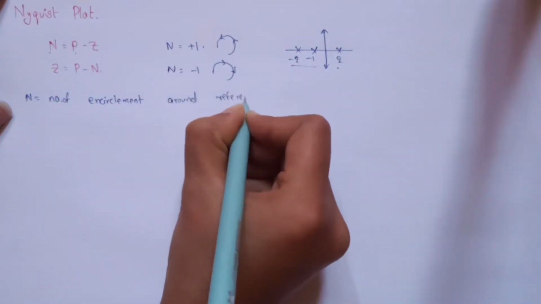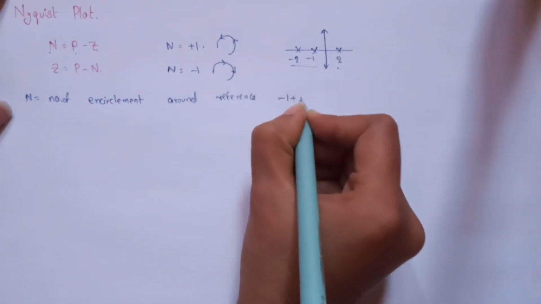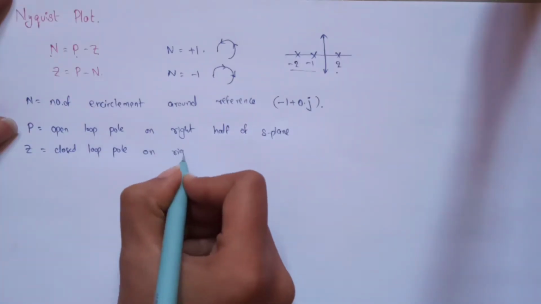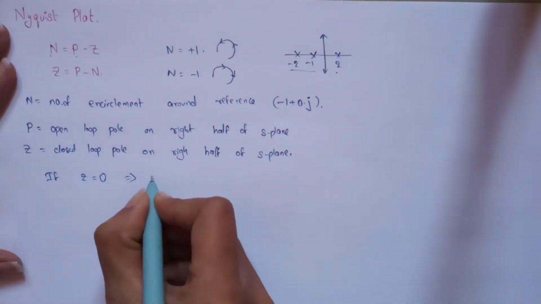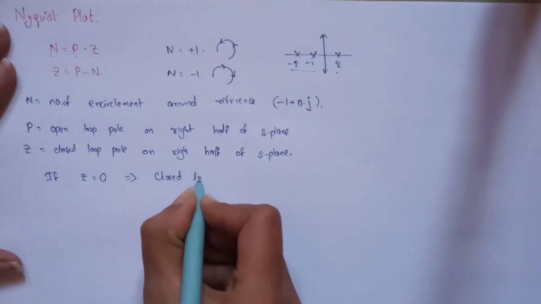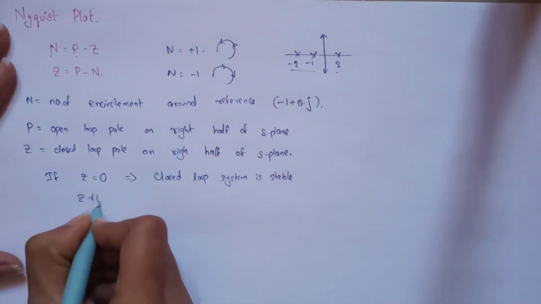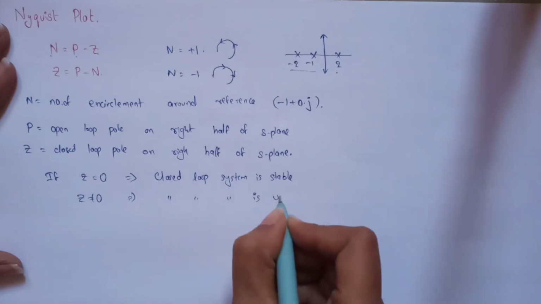The reference point is always fixed, which is -1 plus 0j. Keep it in mind that this point is always fixed. P is the number of open loop poles on the right half of the s plane, and Z is the number of closed loop poles. So if Z is equal to 0, the closed loop system is stable, and if it is not equal to 0, the closed loop system is unstable.